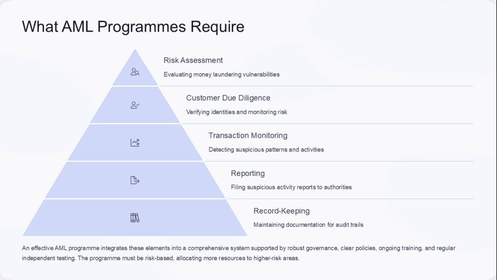An effective AML program integrates risk assessment, customer due diligence, transaction monitoring, reporting, and record-keeping into a comprehensive system. These elements are supported by robust governance, clear policies, ongoing training, and regular independent testing. The program must be risk-based, allocating resources to higher risk areas.